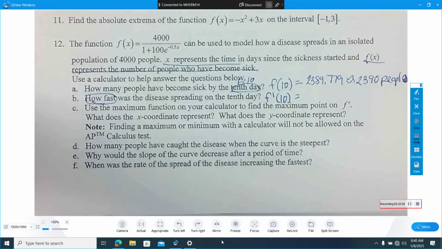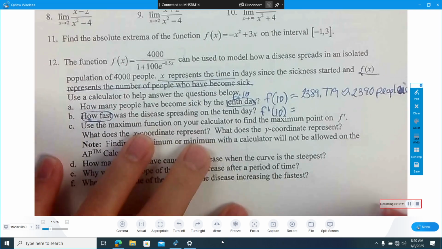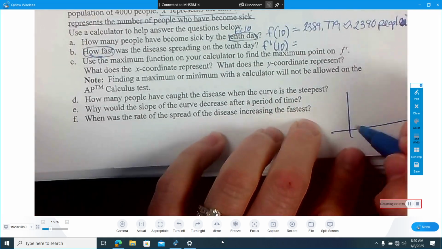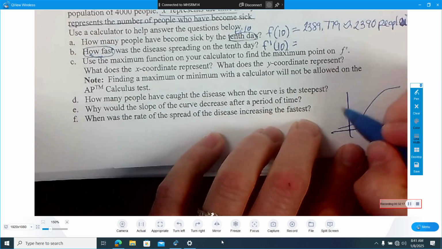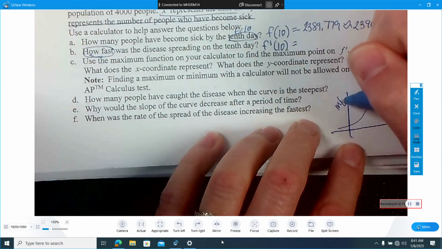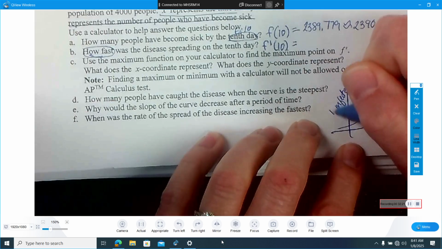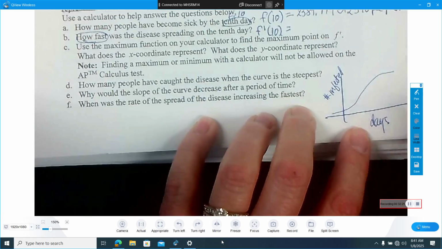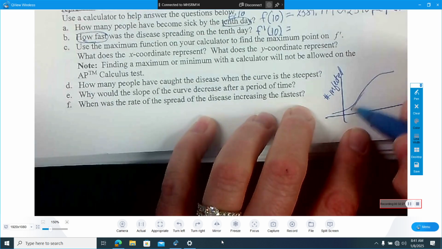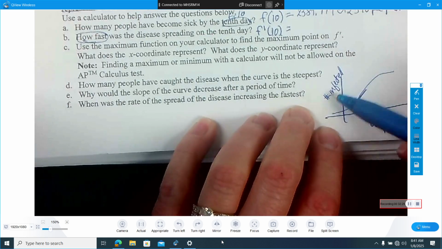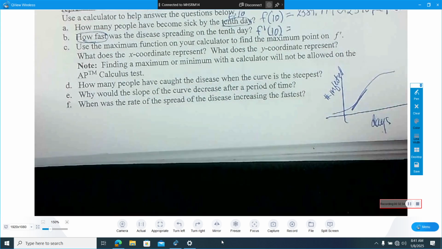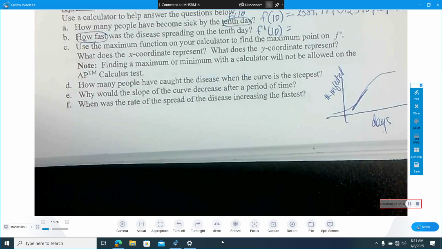And again, if we're thinking about our graph, if I make a little sketch of what we just had, it looks like this, right? And we've got number infected and days on your axes. And what we're doing is on the 10th day, we're finding that slope, the change in the number of people infected over days. That's infected people per day. All right, and so that's the question they're asking.